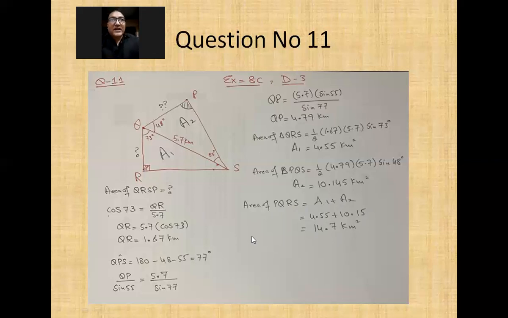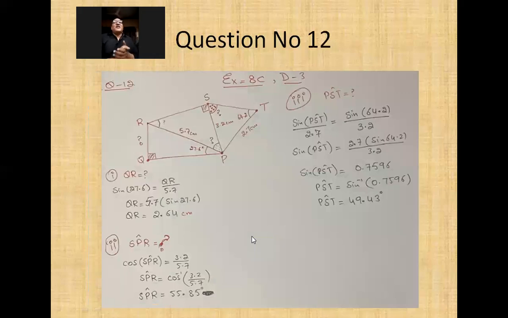So we are done with this question. That was question number 11. I hope that you have understood this question. Here we have used the simple cos theta, we have used the sine rule, and we have used the formula to find the area of the triangles. So it's a good question. Let's move to the next question, question number 12, and that will be the last question for today's session.